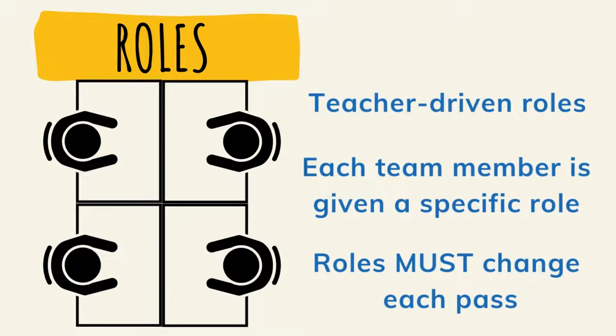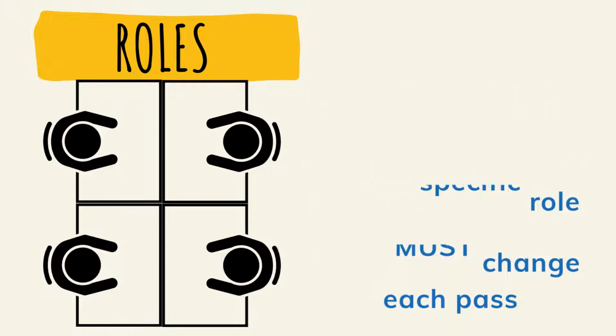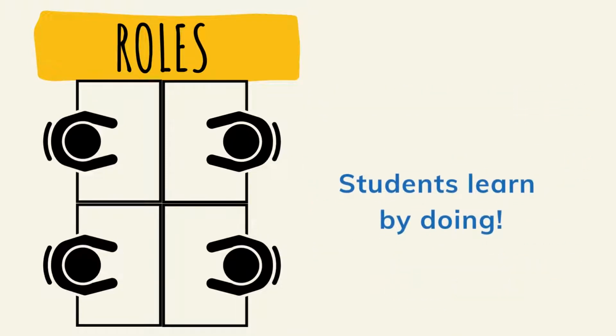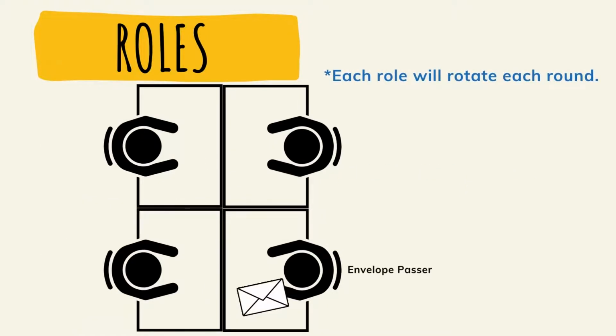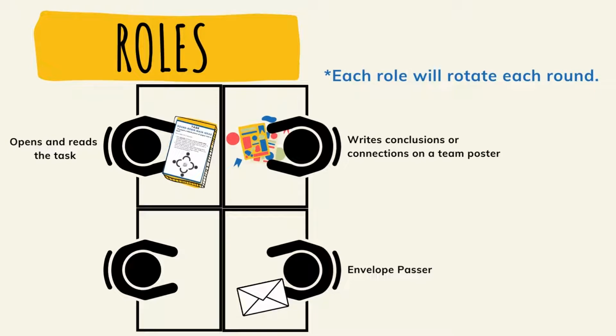In order for the envelope pass to be successful, the teacher must set up specific roles for each member of the team so that each time a new chunk of material is presented or a new task is started, at least 1 to 2 members are responsible for doing something. This could include who passes the envelope to the next team, who opens and reads the task directions to the team, who writes the team's conclusions or connections from the material onto a poster, who times the task to make sure the team stays on track.